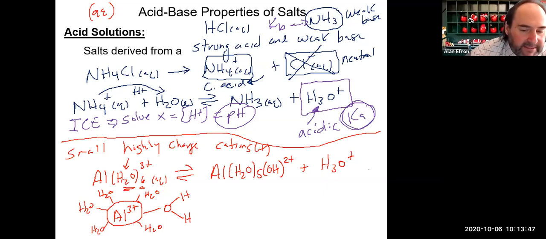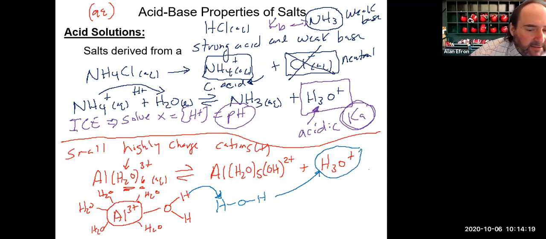So what happens in this situation is we have this cation in solution, surrounded by these waters, and another water, not attached to the aluminum, comes over and basically grabs off one of those H's from the water that's attached to the aluminum. And that is how we end up producing that H3O plus. Again, if you add an H plus to water, you get H3O plus.